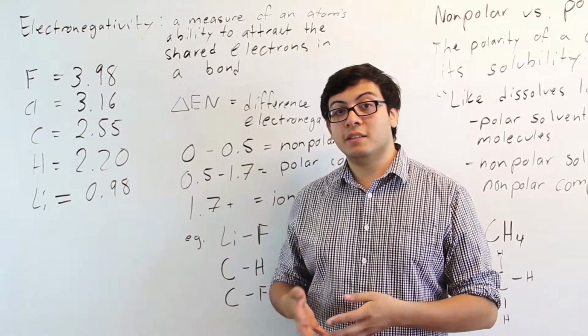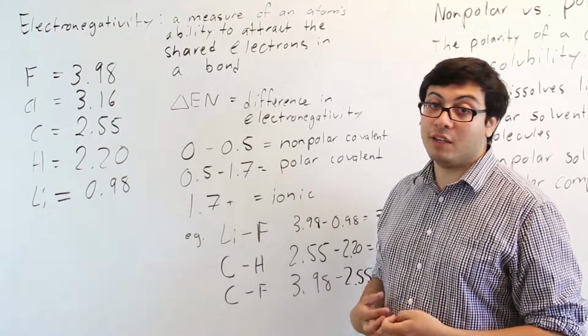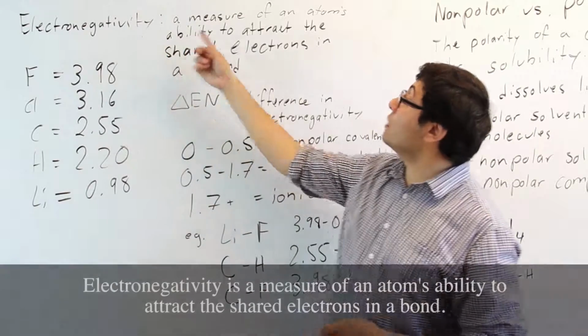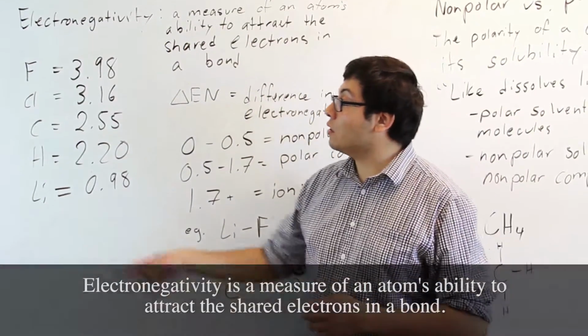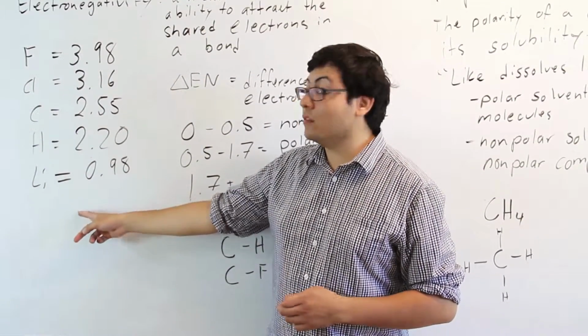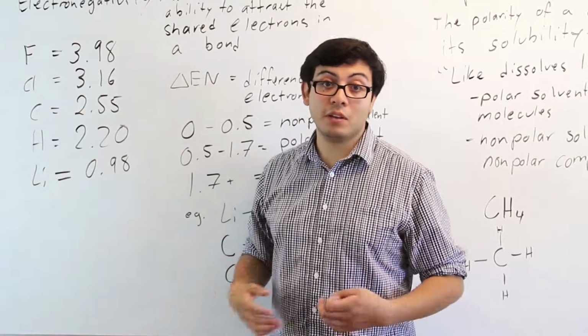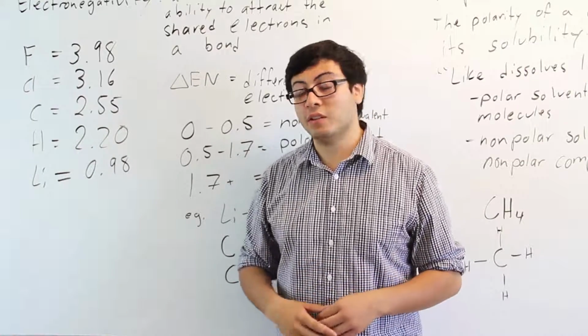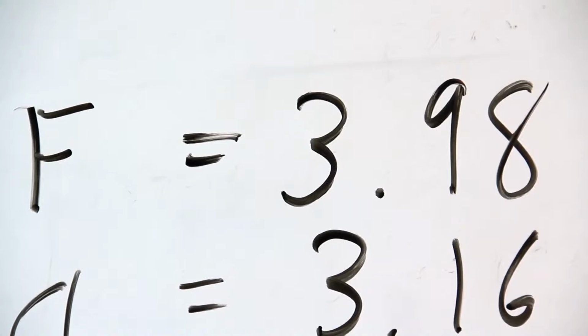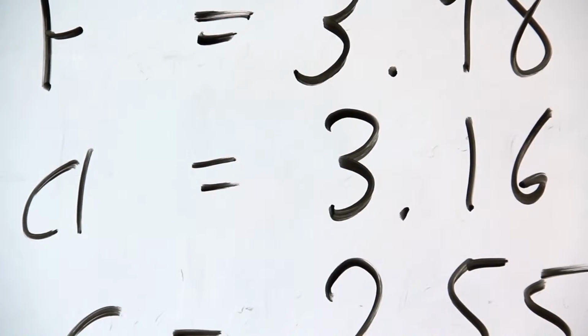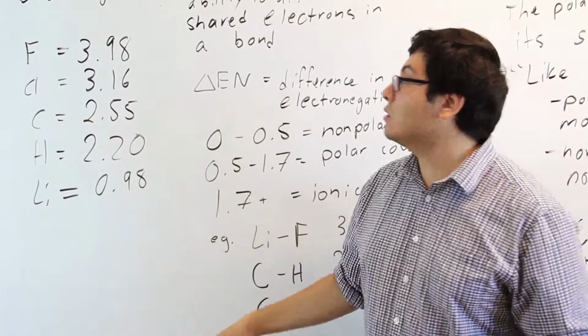To better understand chemical bonding, we need to understand electronegativity. Electronegativity is a measure of an atom's ability to attract the shared electrons in a bond. Each element is assigned an electronegativity, which you can look up. It's typically on the periodic table, but some periodic tables don't have it, but you can always find a periodic table that has one. Fluorine has an electronegativity of 3.98, chlorine 3.16, and so on for the others.